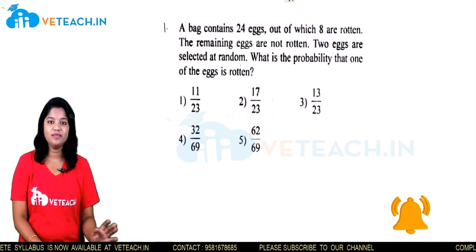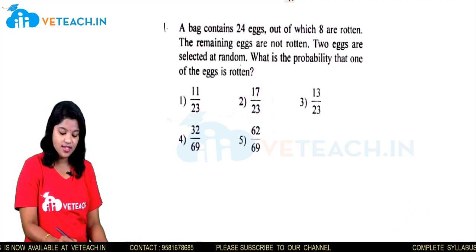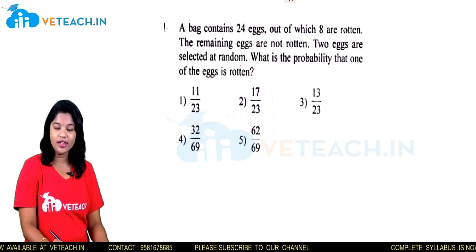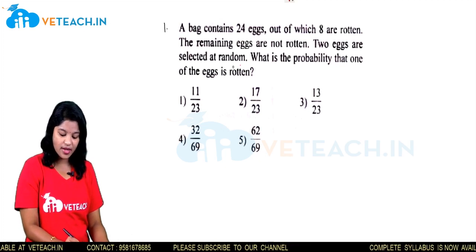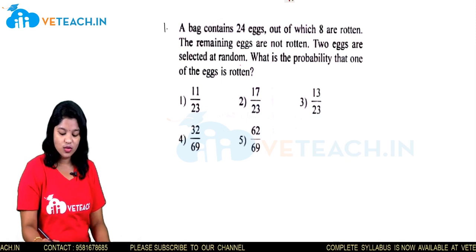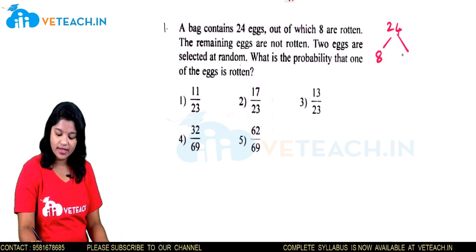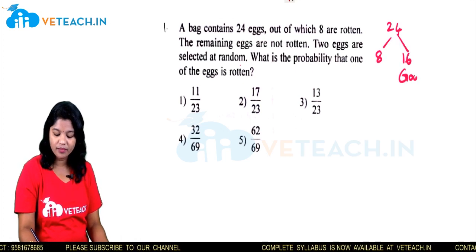See the first question. A bag contains 24 eggs, out of which 8 are rotten. The remaining eggs are not rotten. 2 eggs are selected at random. What is the probability that one of the eggs is rotten? So the bag contains total 24 eggs, out of them 8 are rotten and 16 are in good condition.